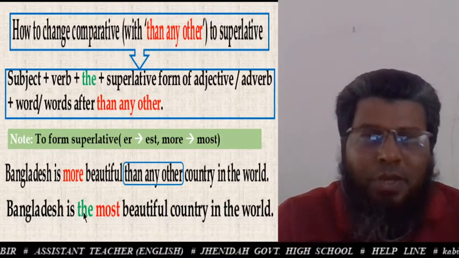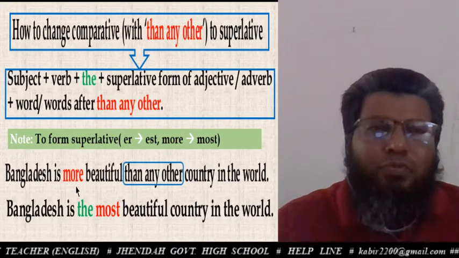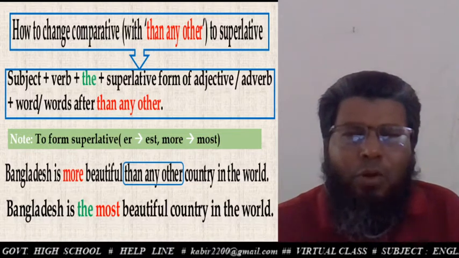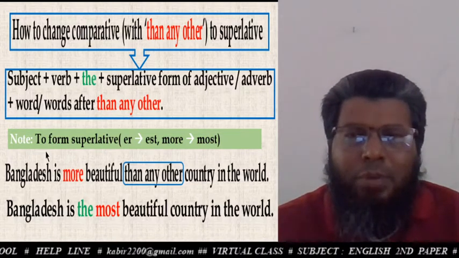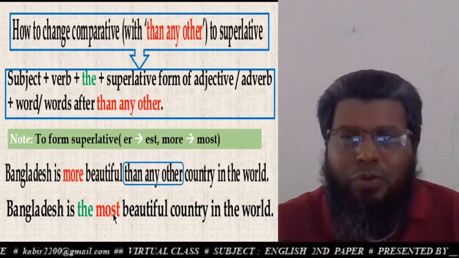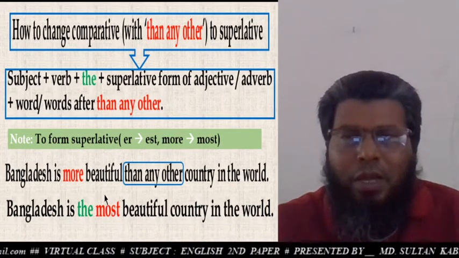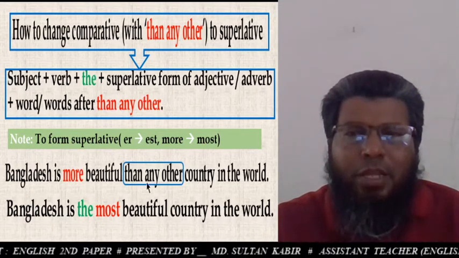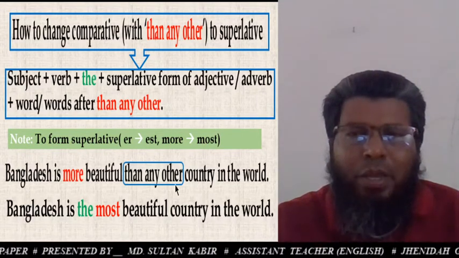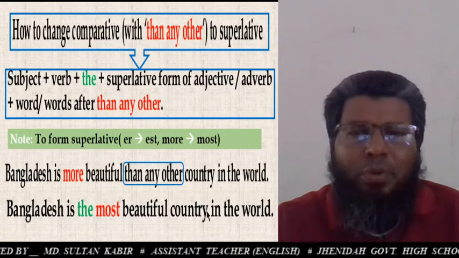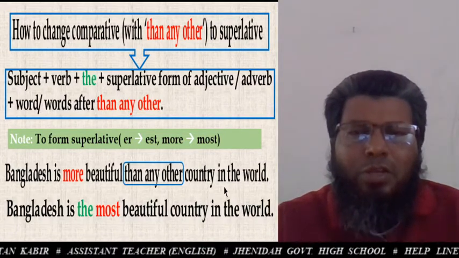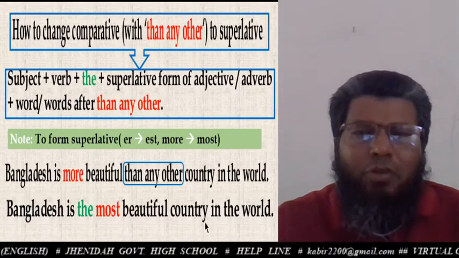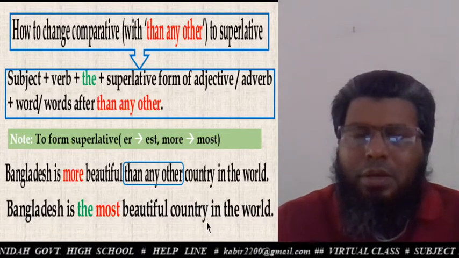Okay, here there is "the", and then to form the superlative, if there is "more" we write "most" in its place. Okay fine, here "most", and then the adjective, most beautiful. And then the words after "any other": country in the world. So that's why Bangladesh is the most beautiful country in the world. Am I clear?